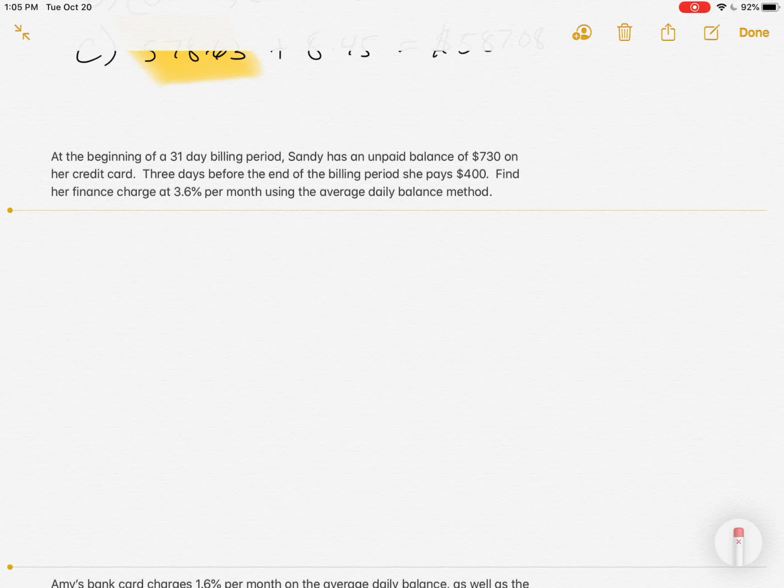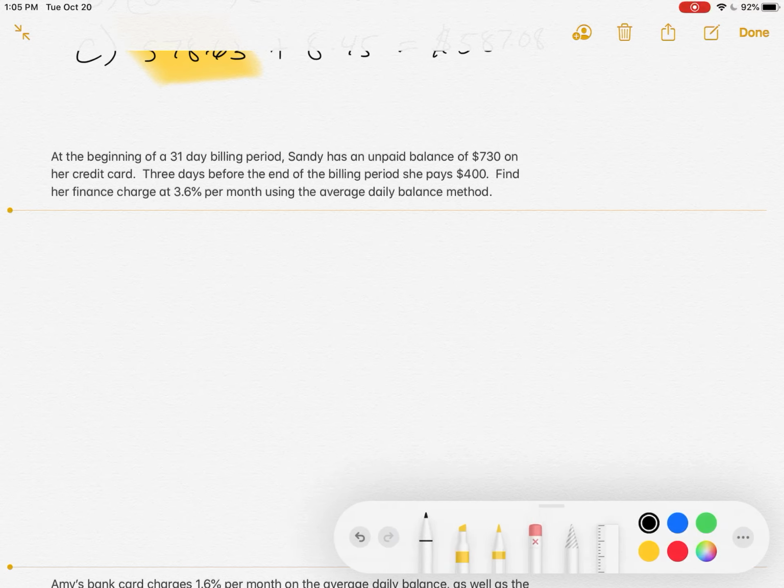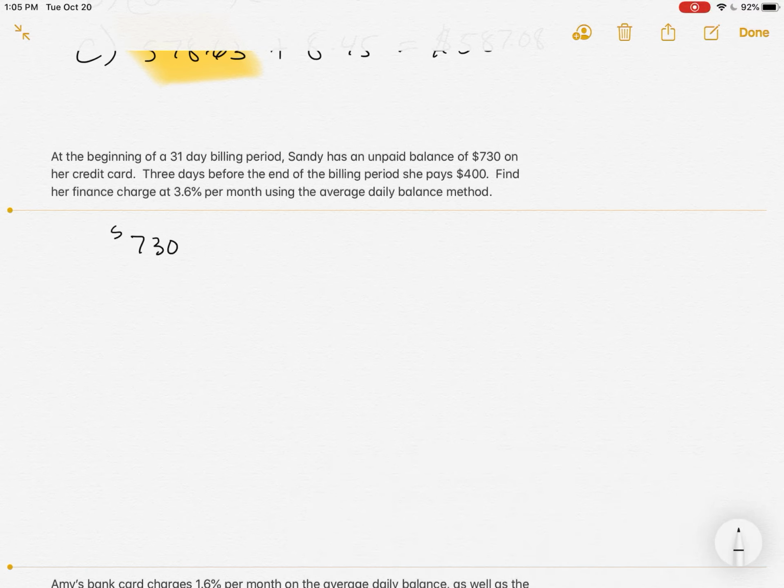So she has this. No problem. We can handle that. What we need to do is find out her average daily balance. So if we're reading this appropriately, she has a $730 initial balance, and she keeps that balance for 28 days.